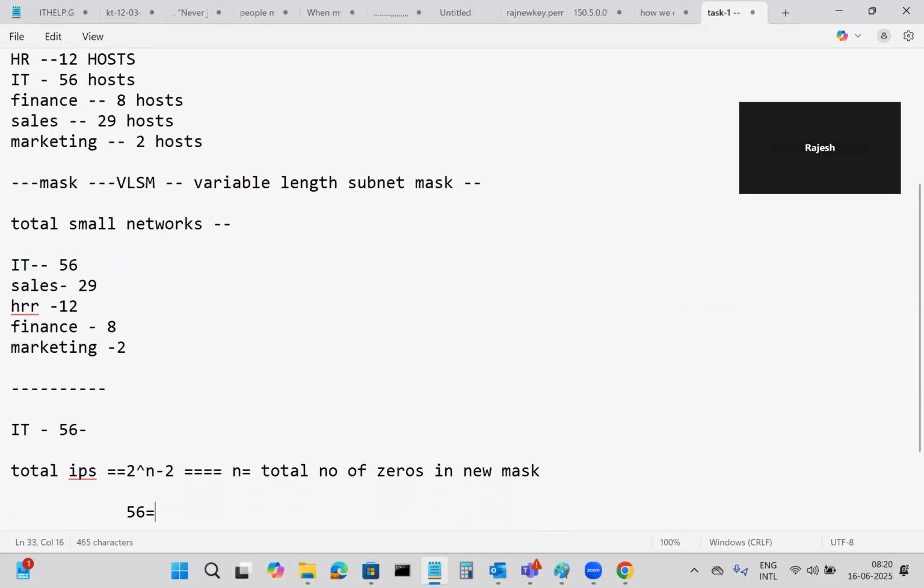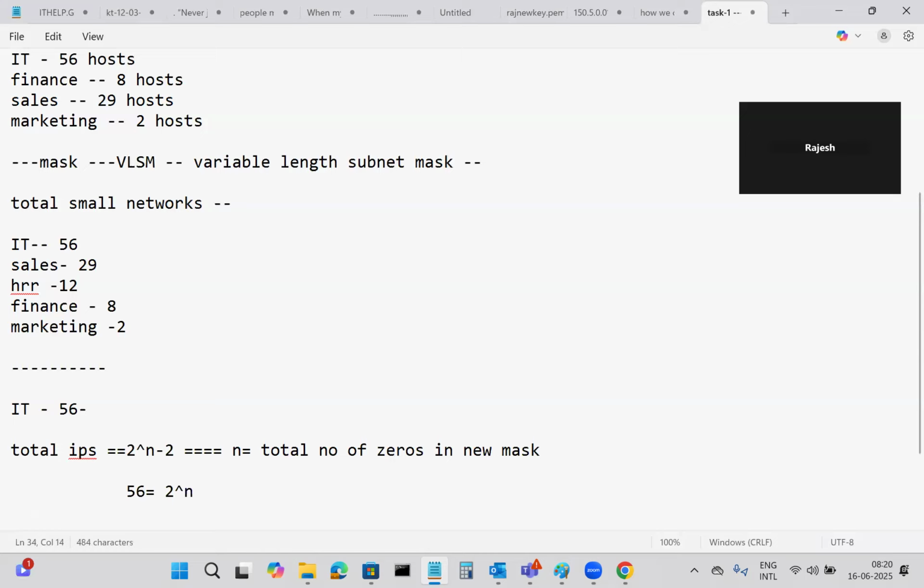If I write 56 equal to 2 to the power n, what can I write as my n? Can I write my n as 5? It will be 32, which is less than the requirement, not fulfilling my requirement. But can I write my n as 6? It will be 64. Yep, that can fulfill my requirement. Yeah, it is more than that, but it is going to fulfill. Because if I take the lesser number 5, it is not fulfilling it. So at least I need to select my n as 6.